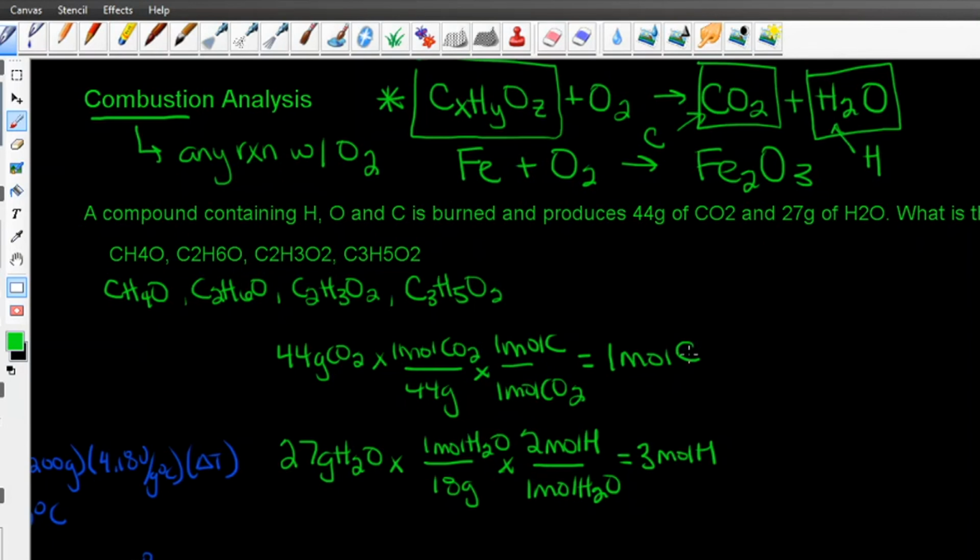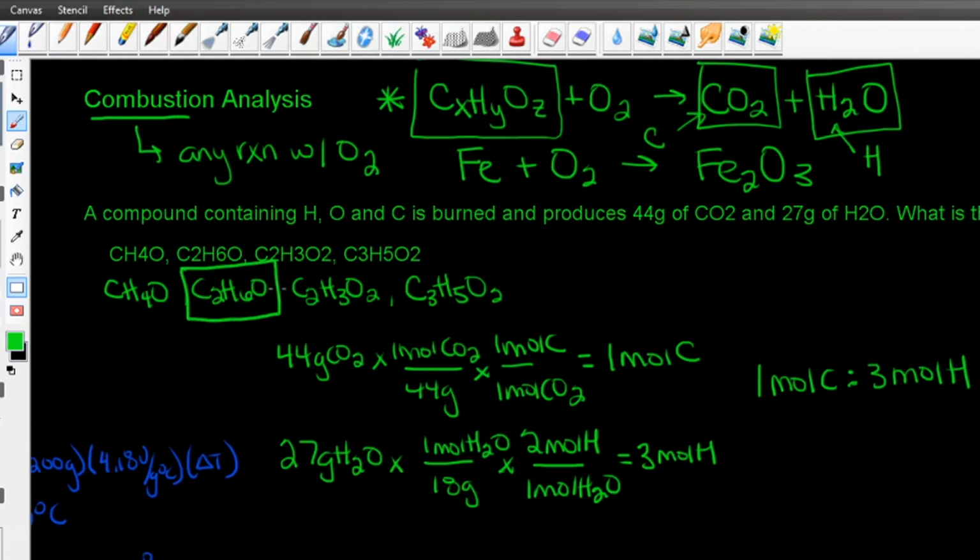And let's try to find an empirical formula that has a 1 mole of carbon to 3 moles of hydrogen proportion. So 1 mole of carbon for every 3 moles of hydrogen. And the only empirical formula that has that 1:3 ratio is the C2H6O.